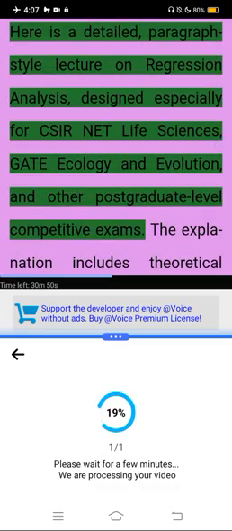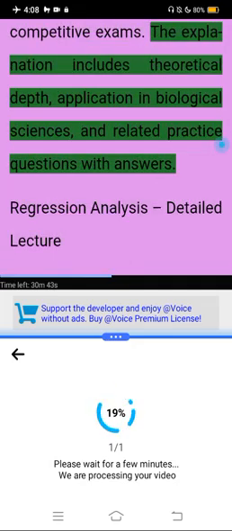Here's a detailed paragraph-style lecture on regression analysis, designed especially for CSIR NET Life Sciences, GATE Ecology and Evolution, and other postgraduate level competitive exams. The explanation includes theoretical depth, application in biological sciences, and related practice questions with answers.